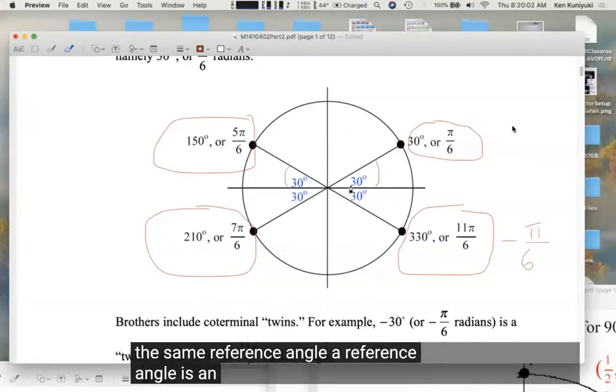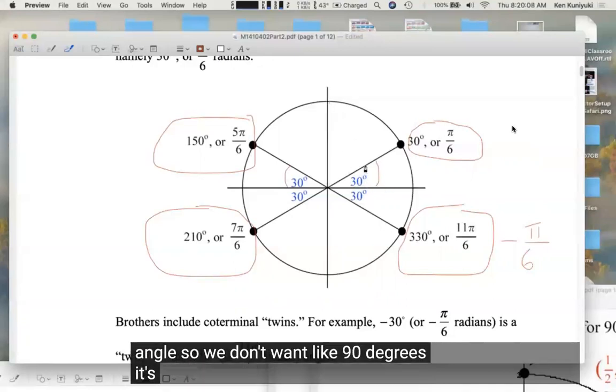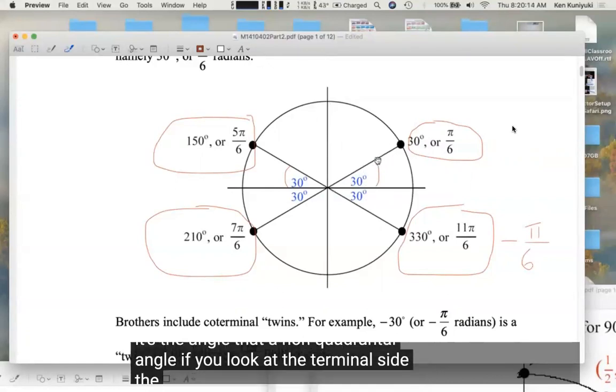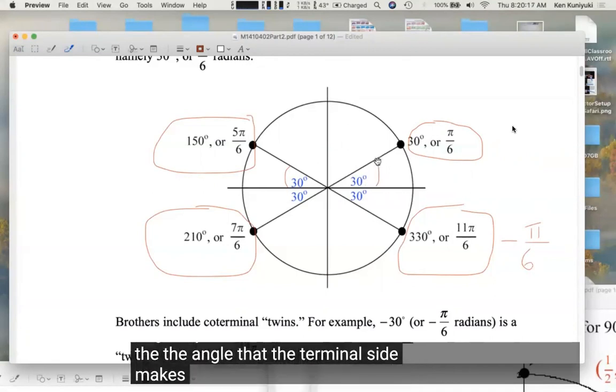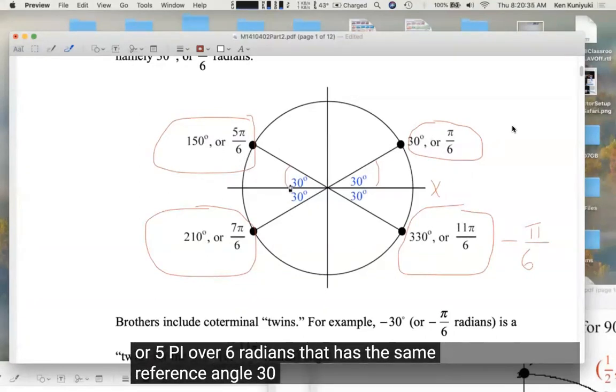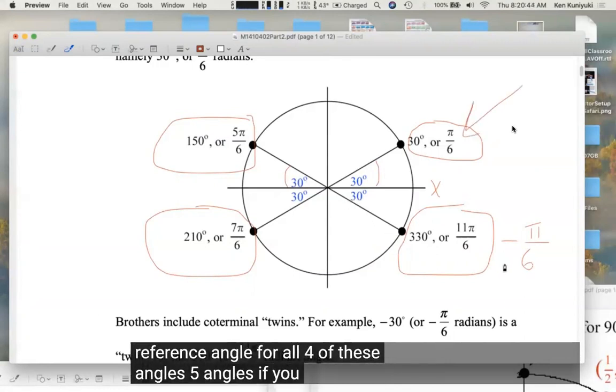A reference angle is the angle that the terminal side of a non-quadrantal angle, so we don't want something like 90 degrees, makes with the x-axis. And it's always going to be acute. By definition, reference angles are always acute, like 30 degrees. So here, the 150-degree angle, or 5 pi/6 radians, has the same reference angle, 30 degrees, or pi/6 radians. This acute angle is the common reference angle for all four of these angles, 5 angles if you include this over here.